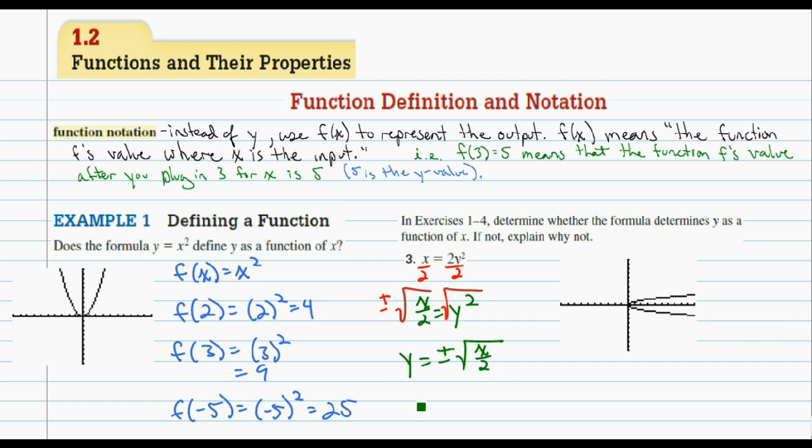If I plug in, let's say 8, so y equals plus or minus the square root of 8 over 2. Well, that means plus or minus the square root of 4, which means plus or minus 2. So if I plug in 8, I get both positive 2 and negative 2. 8 comma 2, 8 comma negative 2. Therefore, x equals 2y squared is not a function of x.